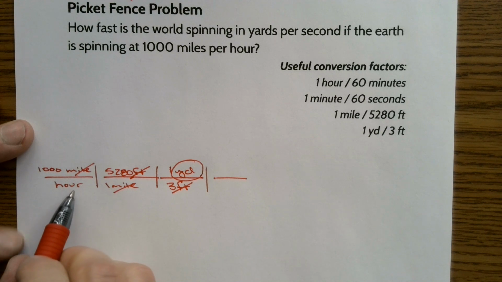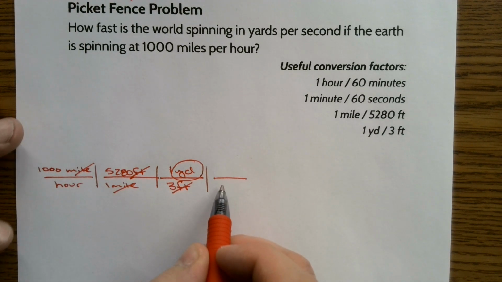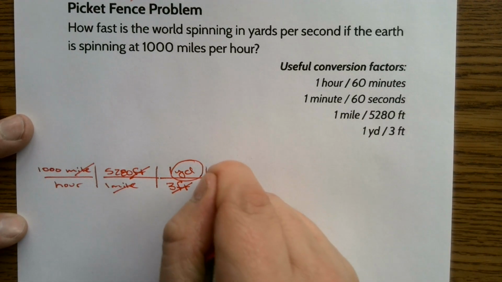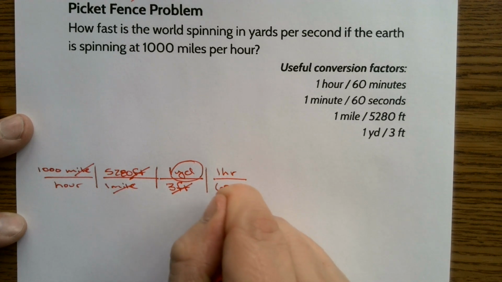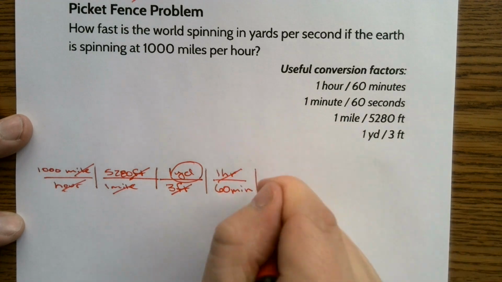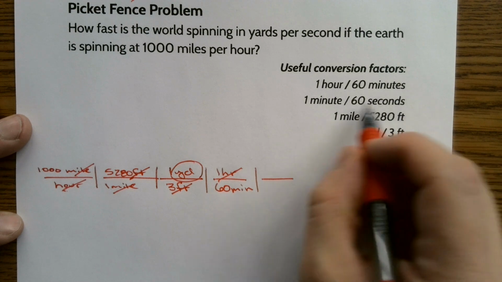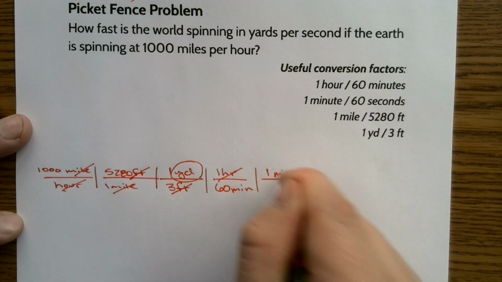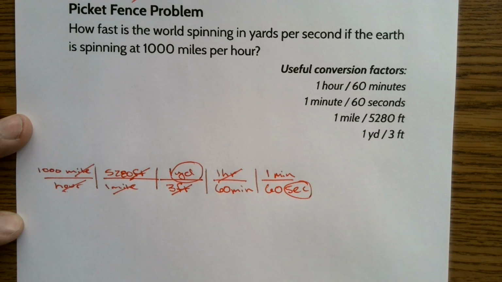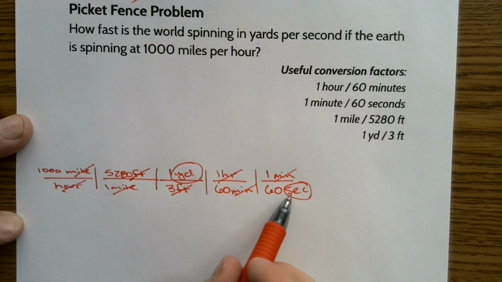Let's work on the next section here. Now that we've converted our miles into yards, let's convert our hours into seconds. So I got 1 hour is equal to 60 minutes. My hours cancel. I'm now left with 60 minutes. And then I can convert minutes into seconds right here. So 1 minute is equal to 60 seconds. And now we have the proper units set up here. So I've got yards per second, yards per second.